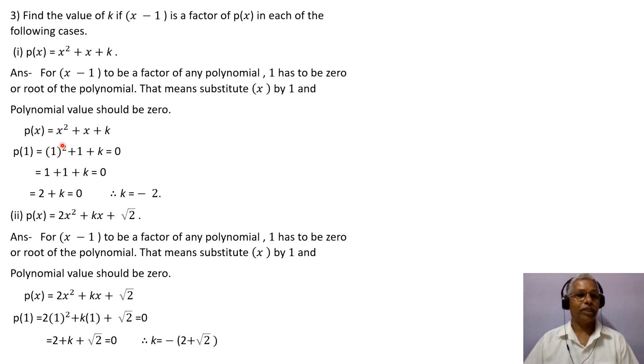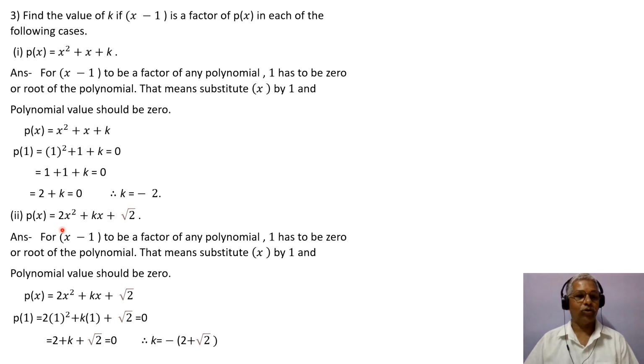So I'm just substituting it. Copying it like this, 1 square plus 1 plus k is equal to 0. If this has to be a factor, then this has to be 0. So 1 plus 1 plus k is 0, so 2 plus k is 0, so k is minus 2. Got it? Very, very simple.